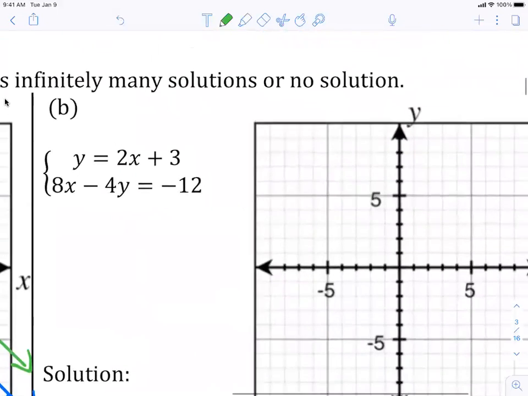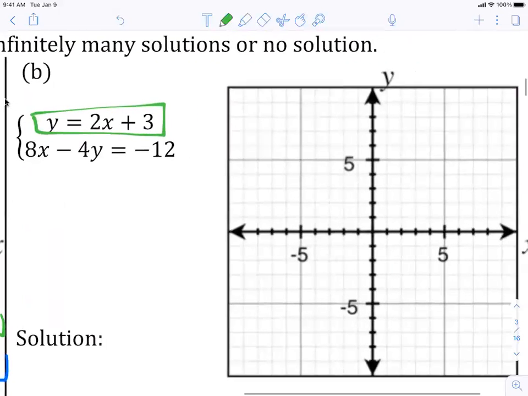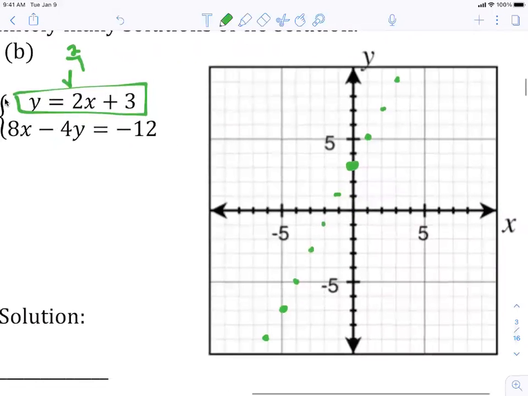Now for the other one, my first line is actually good to go. I'll graph it in green because y is solved for, so I can graph this right now. I'm going to start up at 3. Then my slope is 2 over 1. So I'm going to take turns rising 2 and running 1, or going down 2 and back 1, for as many points as possible. So let's fill in all of our handy dandy trusty points. Fill in my line.